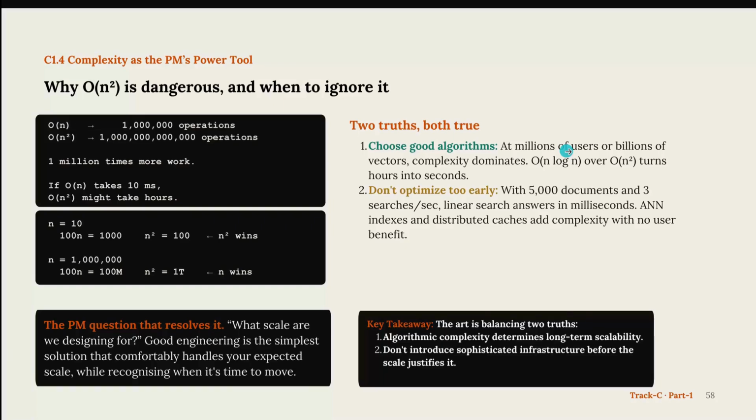We just understood that. We are also not trying to optimize too early, because then you're losing on effort. With 5 documents and 3 searches per second, linear search will answer in milliseconds. But if it is complex and growing, then you need to think about choosing the right algorithm. The art is in balancing these two truths. Algorithmic complexity determines long-term scalability, and we don't have to introduce sophisticated infrastructure before the scale justifies it. So until you're seeing more and more users and more queries per second, you don't need to optimize early.